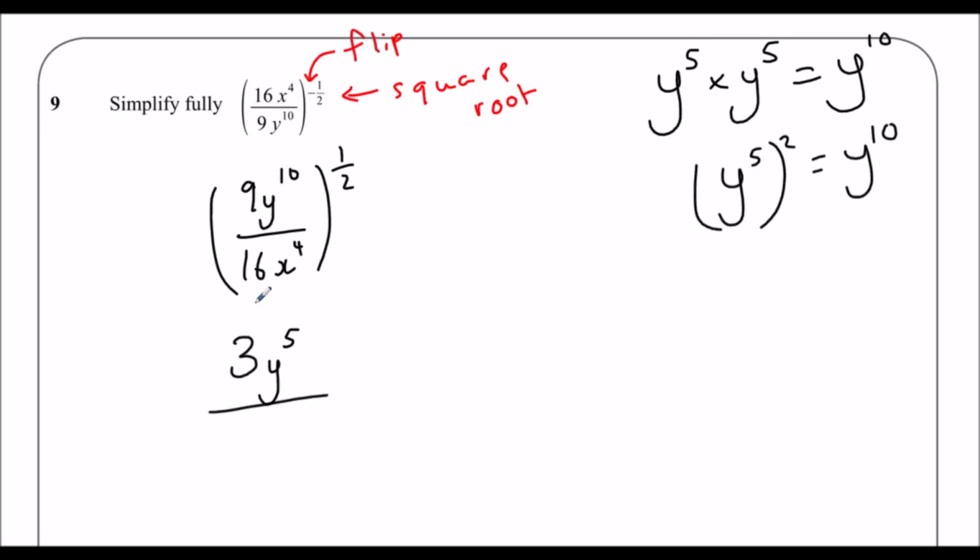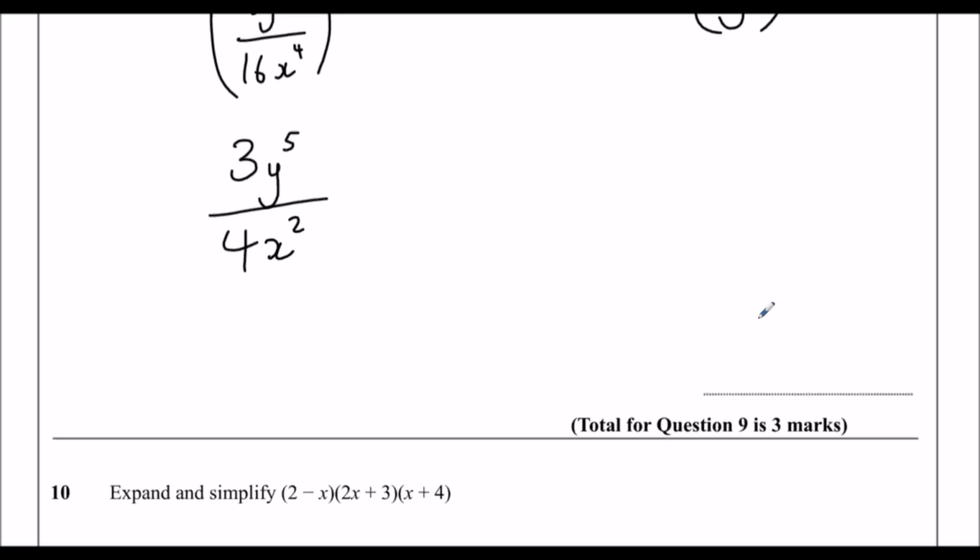And on the bottom, square root 16 is 4. And square root x to the power of 4 is x squared. So that is simplified fully. We can't simplify it anymore. So 3y to the power of 5 over 4x squared.